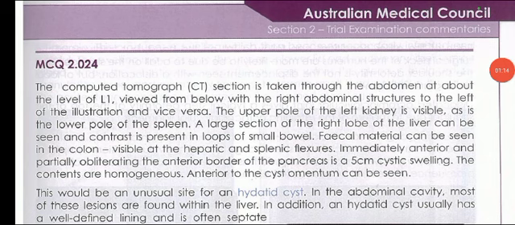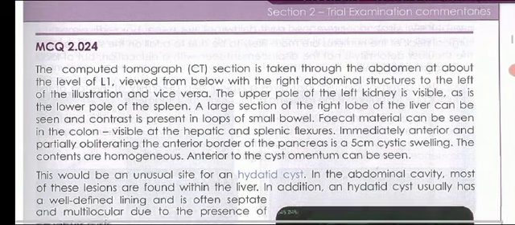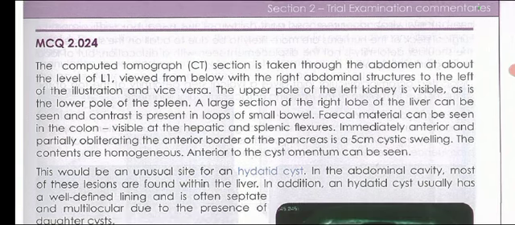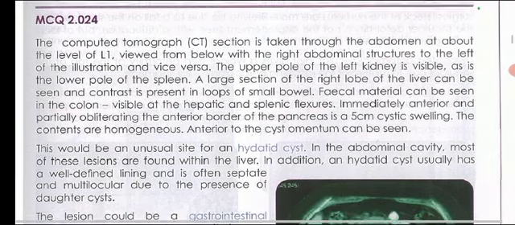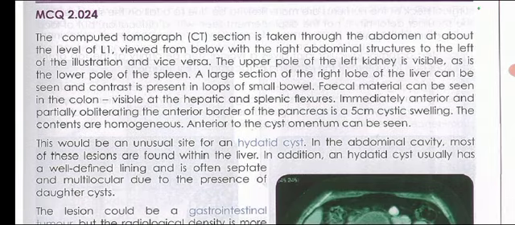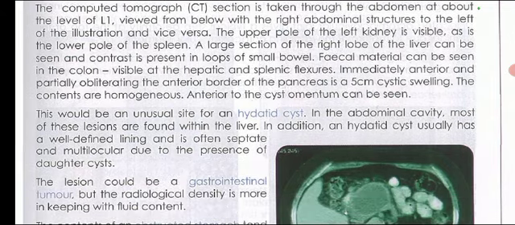The CT section is taken through the abdomen at about the level of L1, viewed from below, the right abdominal structure to the left of the illustration and vice versa. The upper pole of the left kidney is visible, as is the lower pole of the spleen. A large section of the right lobe of the liver can be seen, and contrast is present in loops of small bowel. Fecal material can be seen in the colon, visible at the hepatic and splenic flexure.